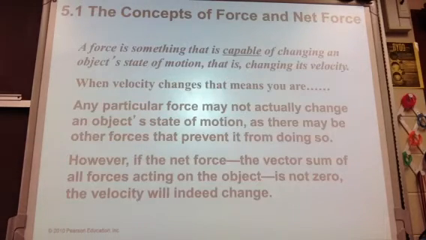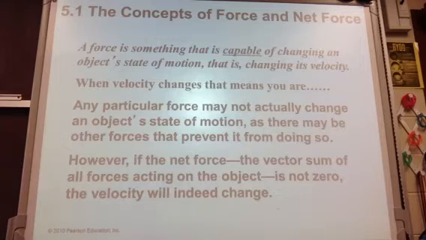Okay, so a force is something that is capable of changing an object's state of motion, that is, changing its velocity. So if we have a velocity change, then that means that we have an acceleration. So a force is something that's going to cause an acceleration.